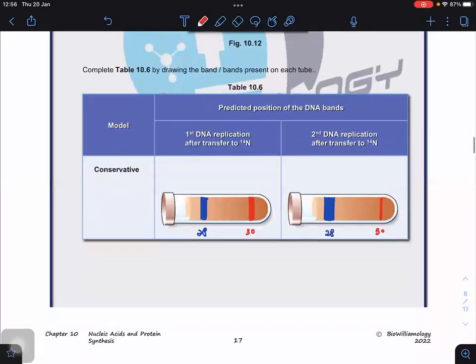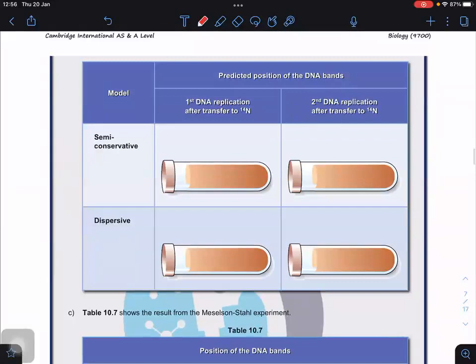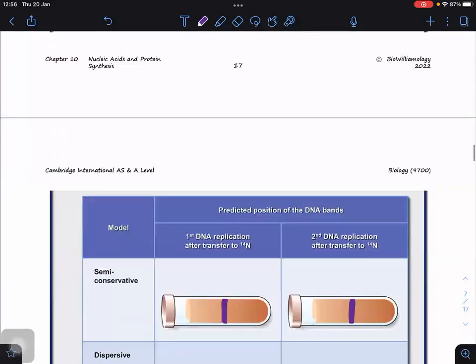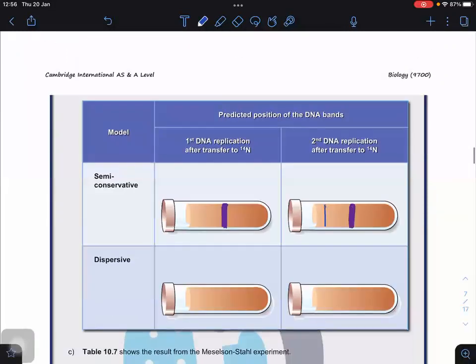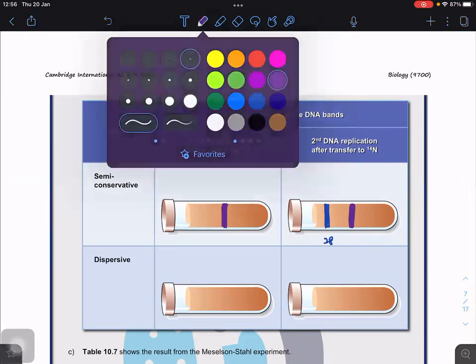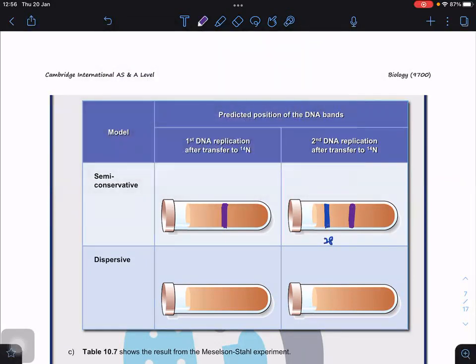Next, how about semi-conservative? For semi-conservative, you only have one band at the center in the first generation. In the second generation, you can see one band at the center and a thin band, the blue color, a lighter band at the top. The lighter band represents 28, and the purple band represents 29.